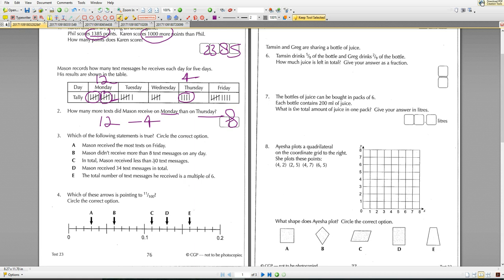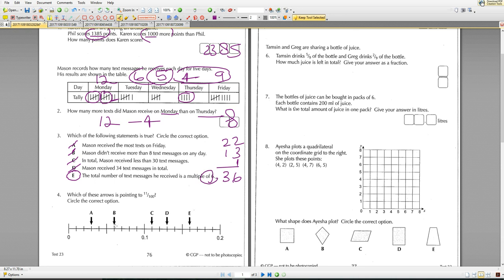Okay. Which of the following statements is true for question number 3? Mason received the most texts on Friday, which is actually incorrect. Mason didn't receive more than 8 text messages on any day. That's also incorrect. In total, Mason received less than 30 text messages. Got rid of that. So that should be 5 there because that's a complete line across there. So that gives another 1 here. So that'll give you 36. And that's what makes it correct.